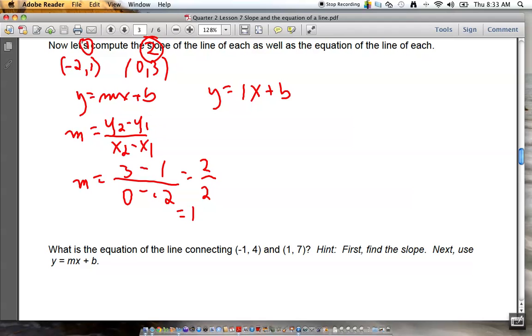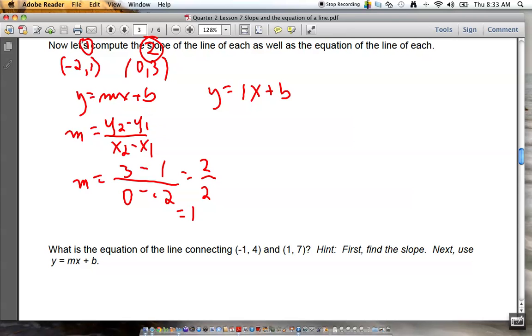And at this point in time, I know if I was a student, I would be looking up going, I don't see how to find b. I feel stuck. I feel like I can't go any further. And that's because there's something very subtle going on here that's really easy, but we tend not to think about it. What are the coordinates of any point?